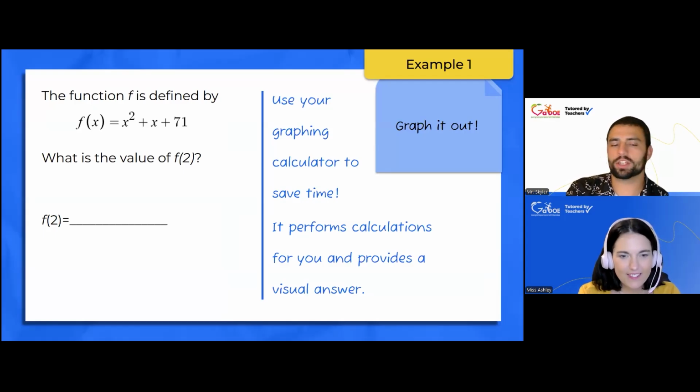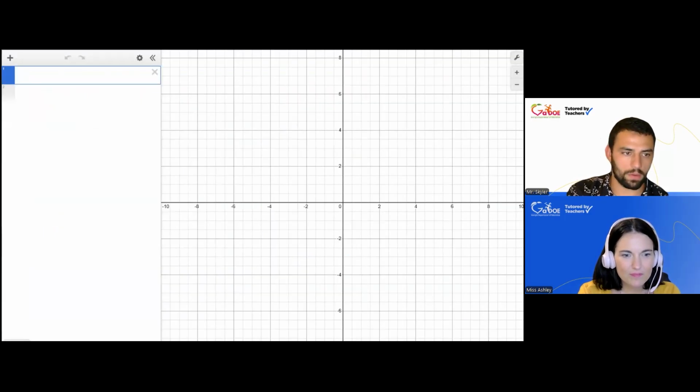Now, we have our same question. We can use our graphing calculator here to save time. It's going to perform some of these calculations for you, and it can provide you a visual answer that's going to help us out. So if you have your Desmos graphing calculator open, it's going to look just like mine. This is the practice one. And you see I have some blank boxes, and I'm sitting at home at the origin.